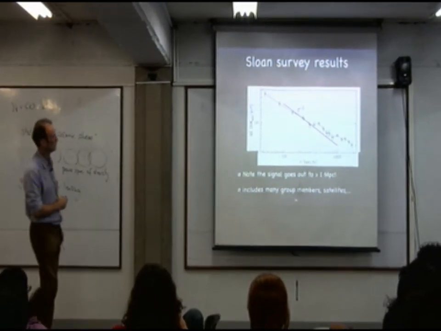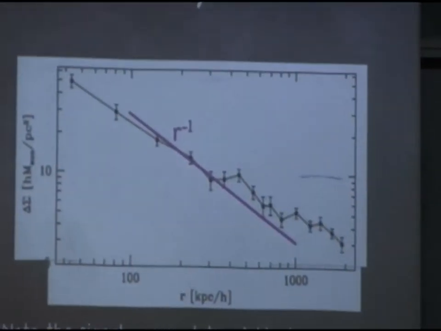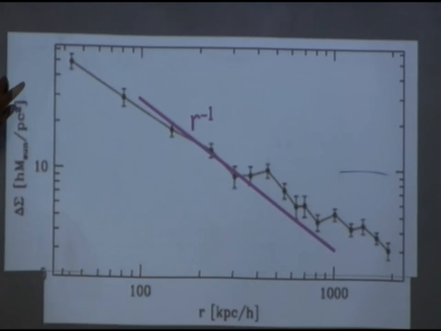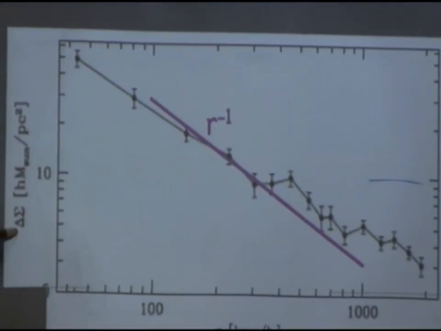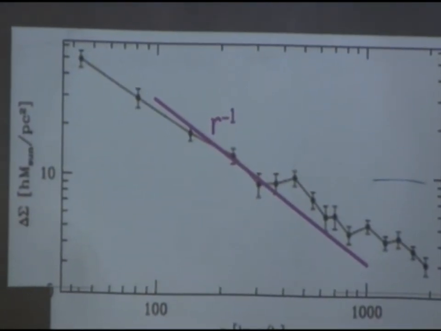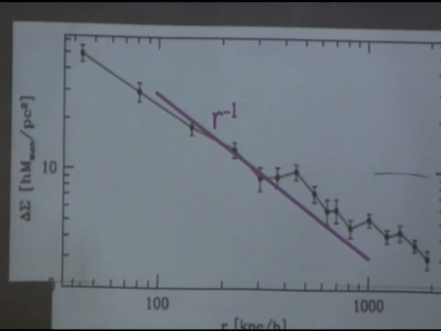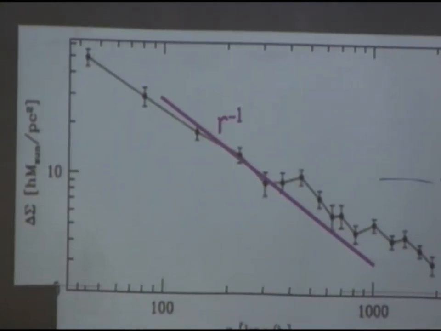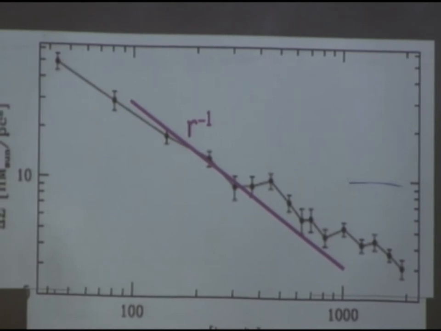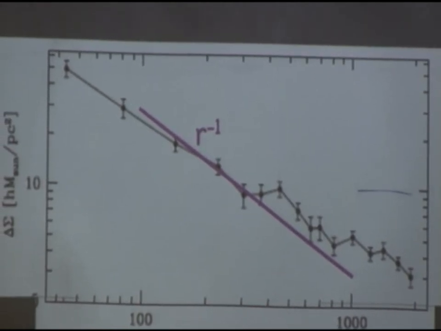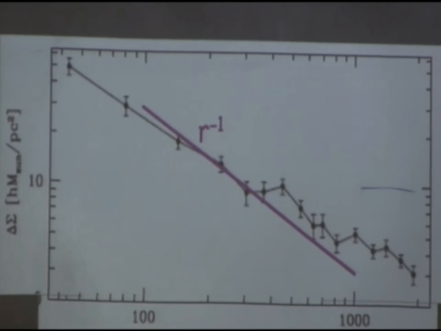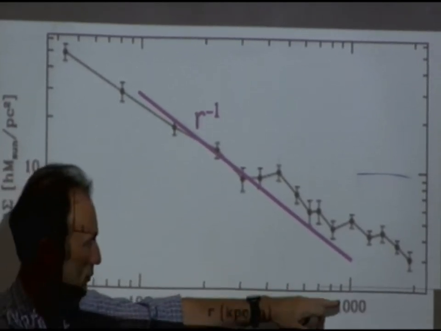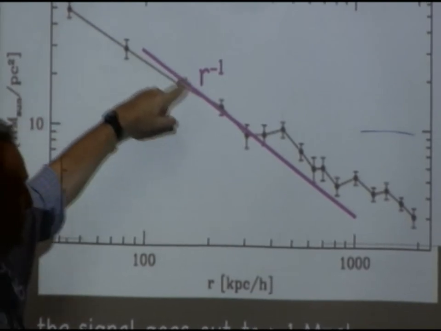This is a result from Sloan, for example. You can see this is the tangential shear scaled by the critical density. So this is now this delta sigma, which is basically the average surface mass density minus the surface mass density at the radius. This is just this quantity multiplied by the critical lensing density, so it's in solar masses per square parsec. And as a function of radius, you see the strength of this tangential shear.